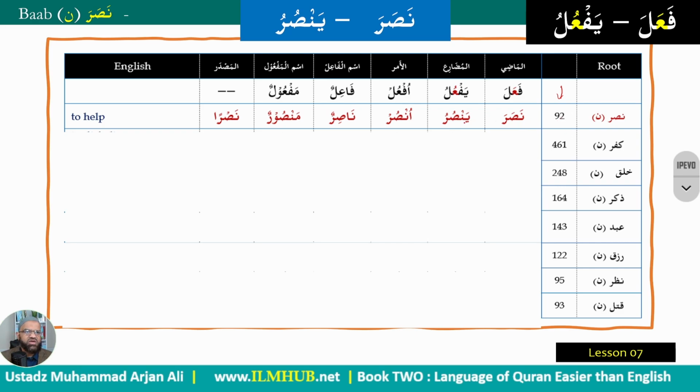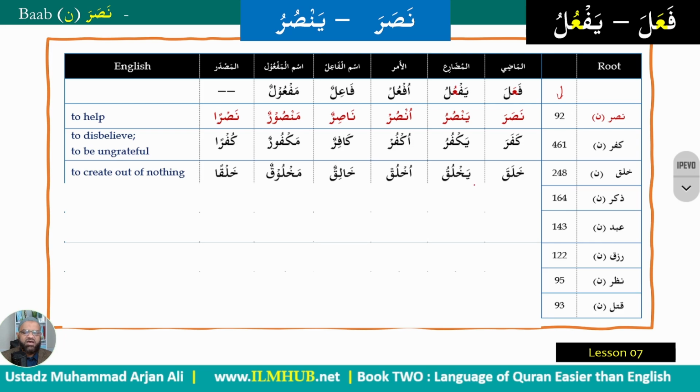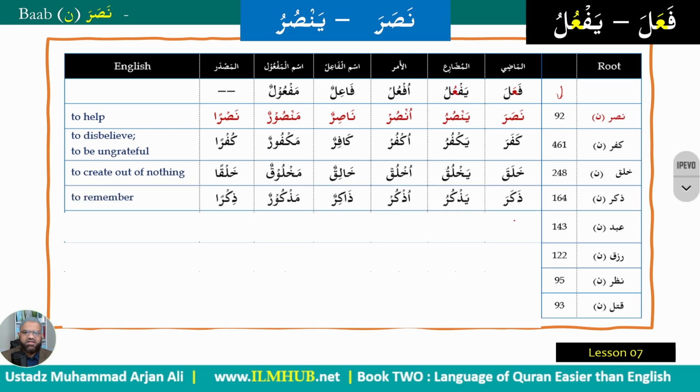So if I have nasara yansuru, try to guess what kafara would be. Of course, you probably guessed it. Kafara yakfuru. Kafara, he disbelieved. Yakfuru, he disbelieves. Then we have kha, lam and qaf. So that will become khalaqa yakhluqu, to create. So he created, he creates. Dhal, kaf and ra, Baab nasara will be dhakara yadhkuru. Those of you reading Quran regularly, I'm sure light bulbs are coming that you've seen these words many, many times in the Quran.